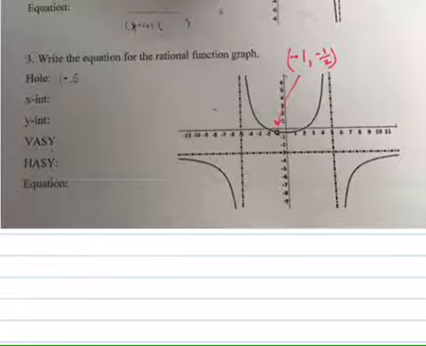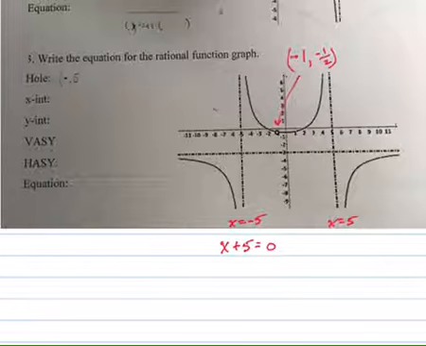Usually these problems kind of work themselves out pretty nicely. So let's write down what we know. We've got x equals -5, x equals 5. Each one of those vertical asymptotes, when we set it equal to 0, it's like reversing the old zero product property. When I do that, I get my two factors of the denominator.